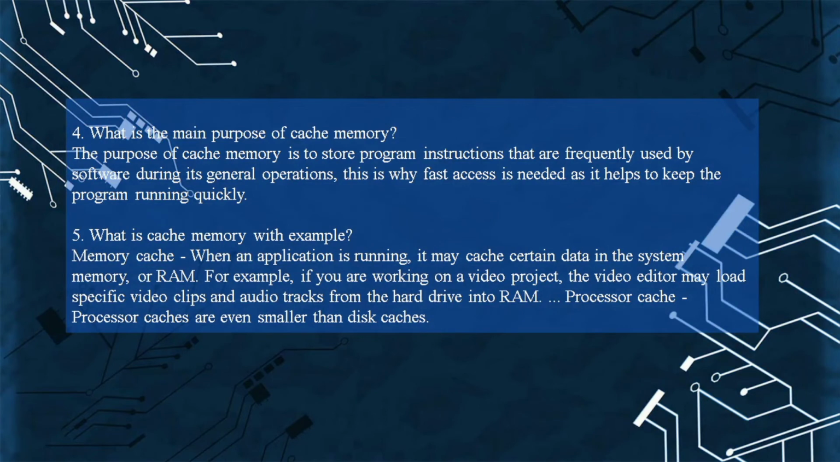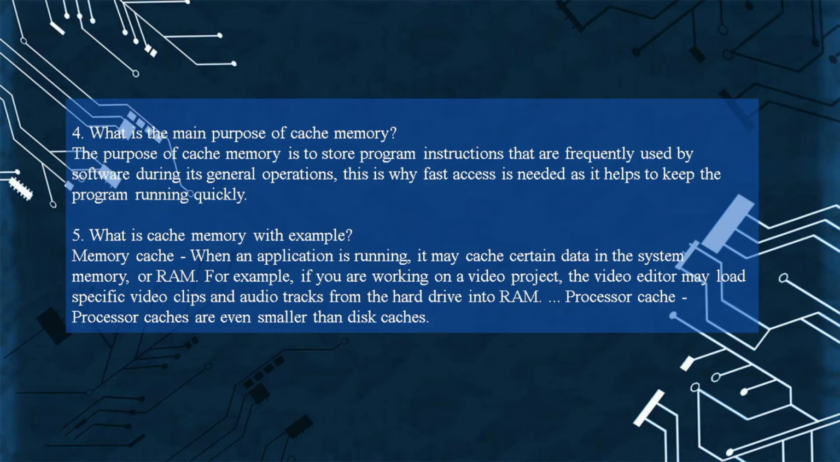And what is the main purpose of the cache memory? The purpose of cache memory is to store program instructions that are frequently used by the software during its general operation. This is why fast access is needed, as it helps to keep the program running quickly.